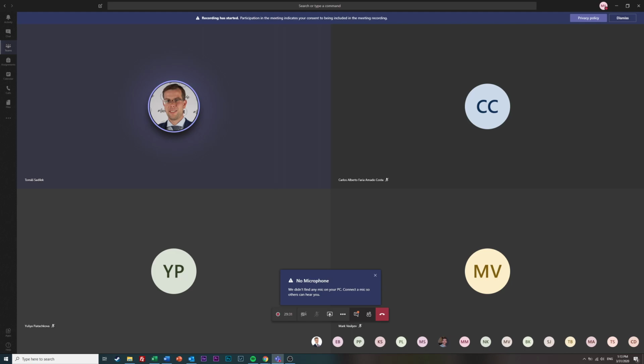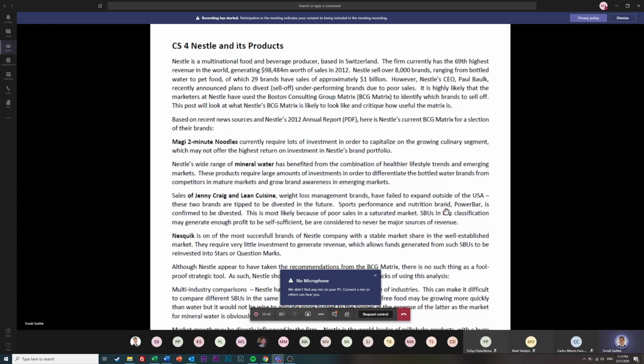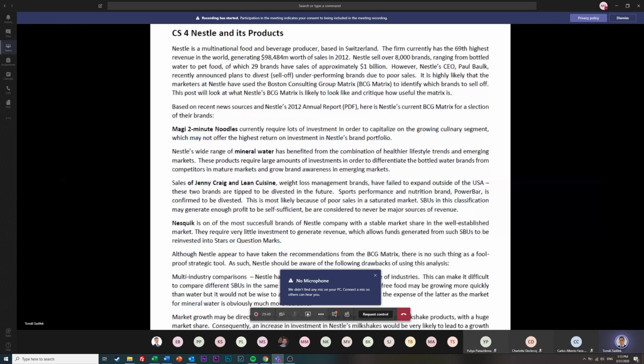What is it? Yeah. So there are no calculations. It's a description of the product portfolio of Nestle. And there are 4 different products. One product is the Maggi 2-minute noodles. Then there are some mineral waters. Then there are Jenny Craig and Lean Cuisine and Nesquik.